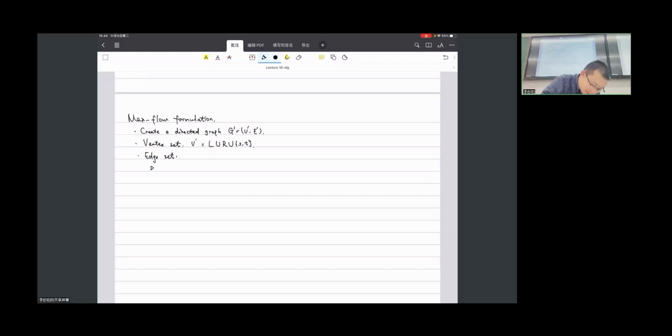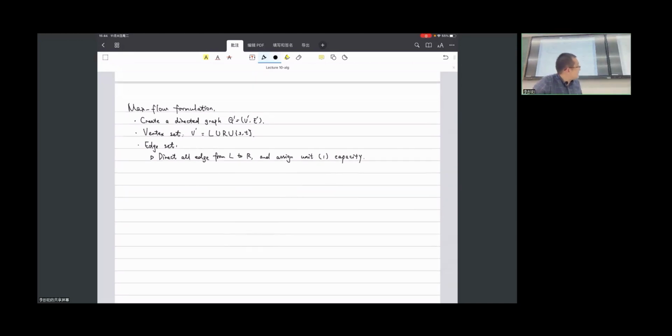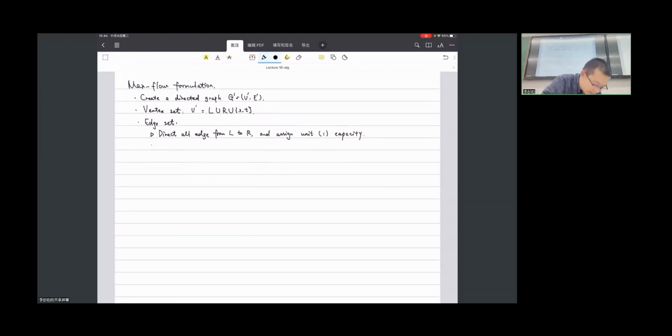So the edge set that we are going to have is this. We direct all edges in the original graph, between L and R, from L to R, from left to right, and assign a unit capacity. A unit capacity is just one capacity. So this is what we do with the original edges. But then we also need to add some new edges for the newly added source S and sink T.